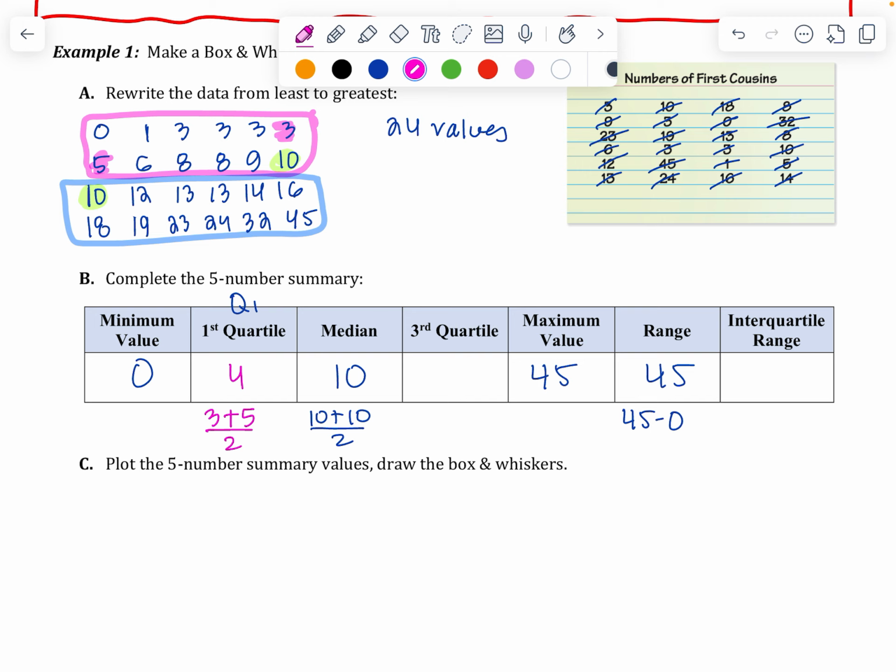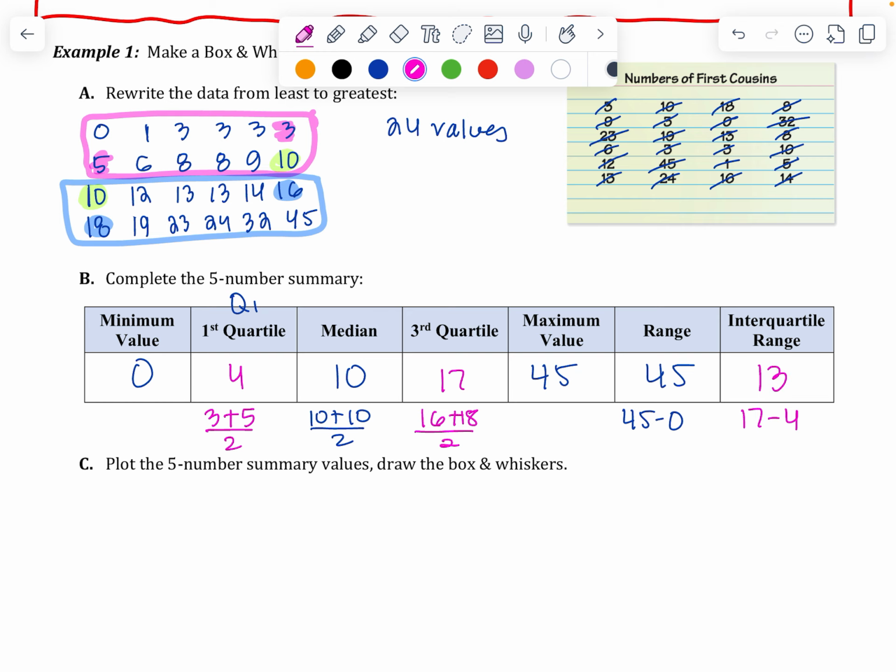The middle in this set of 12 here is 16 and 18. So an average of those two, 16 plus 18 divided by 2 is 17. And then my interquartile range, 17 minus 4 is 13.